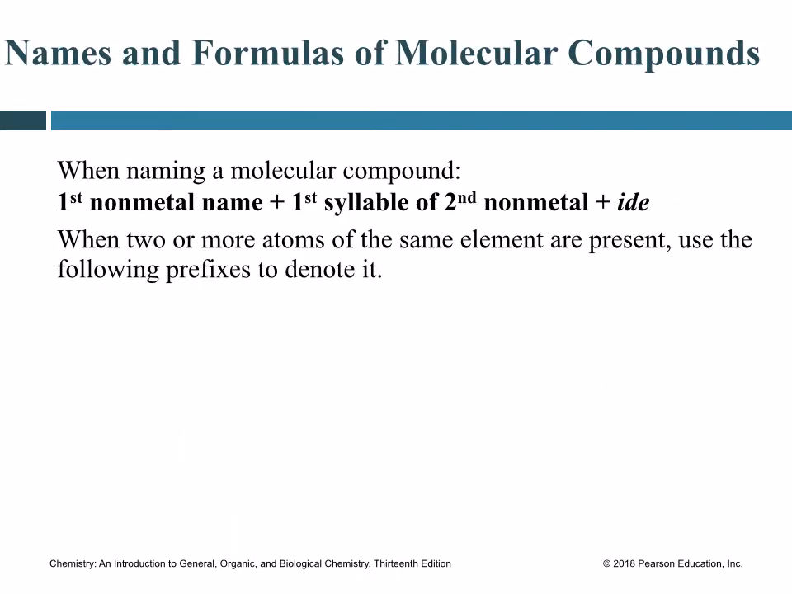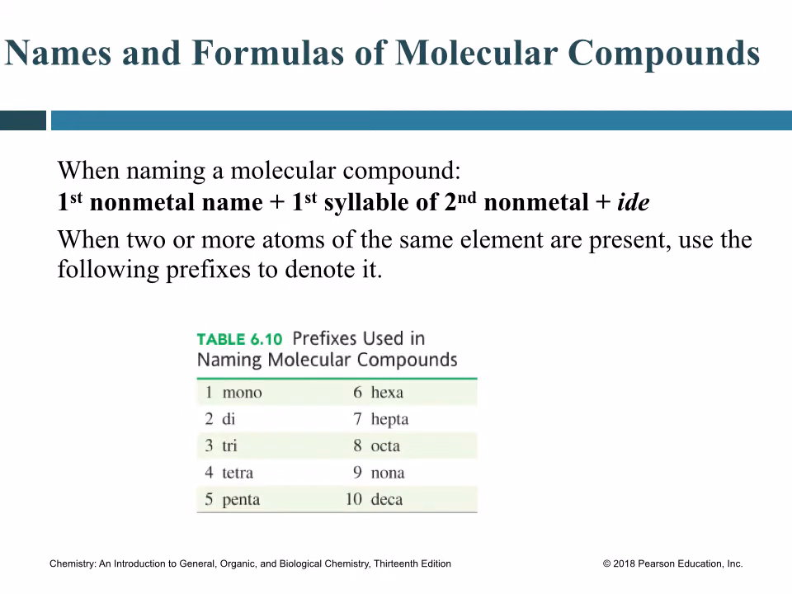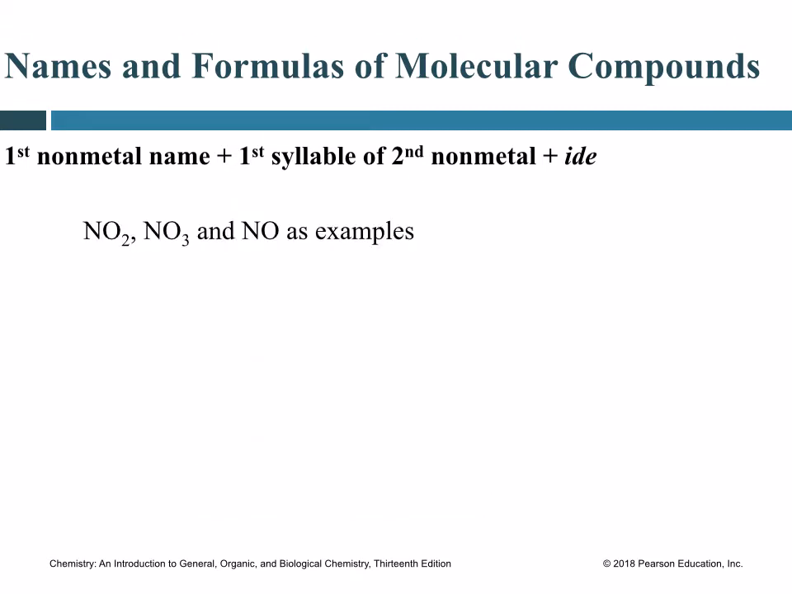When naming a molecular compound, the first nonmetal in the formula is named by its elemental name. The second nonmetal is named by using the first syllable of its name followed by IDE. When a subscript indicates 2 or more atoms of an element, a prefix is used in front of its name. Let's look at NO2, NO3, and NO as examples.